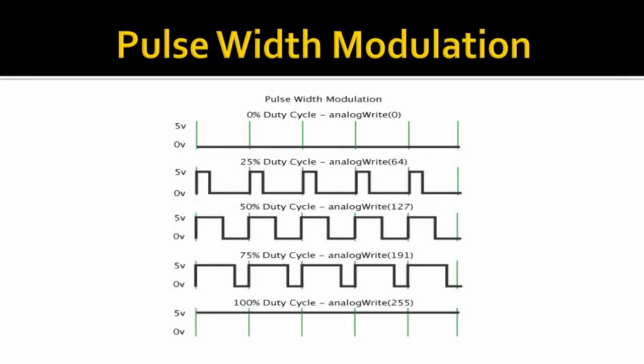For instance, if the signal is on half the time, the signal has a 50% duty cycle, and the output will simulate 2.5 volts. We can use the analogWrite function to output our PWM signal. The analogWrite function accepts a value between 0 and 255, where 0 is a 0% duty cycle, and 255 is a 100% duty cycle.